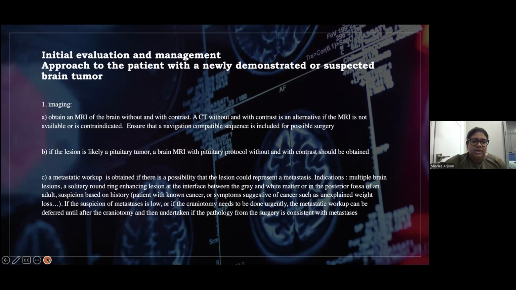A metastatic workup is obtained if there is a possibility that the lesion could represent a metastasis, and the indications would be multiple brain lesions, a solitary round ring-enhancing lesion at the interface between the gray and white matter, or a lesion in the posterior fossa of an adult, and suspicion based on the history given, for example if the patient is known to have cancer or has symptoms suggestive of cancer, such as unexplained weight loss or other constitutional symptoms. If the suspicion of metastases is low or a craniotomy needs to be done urgently, the metastatic workup can always be deferred until after the craniotomy and then undertaken if the pathology from the surgery is consistent with metastases.